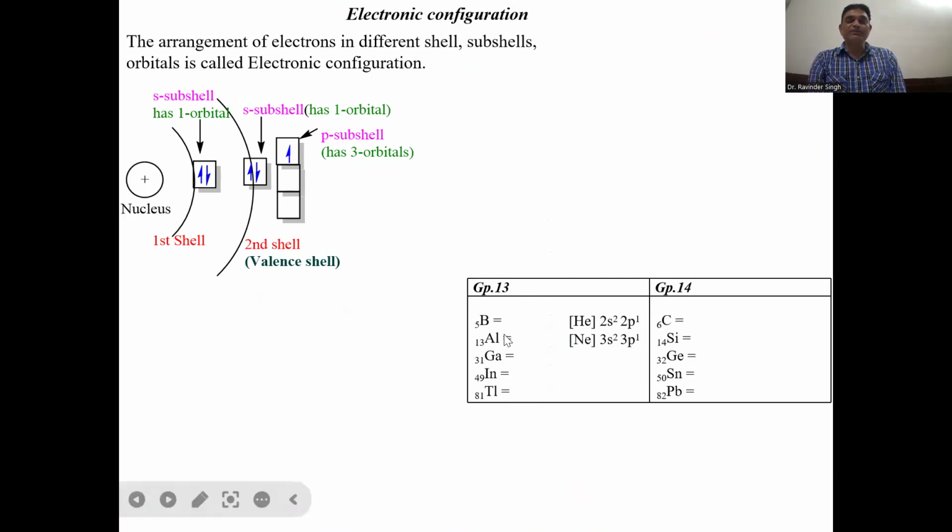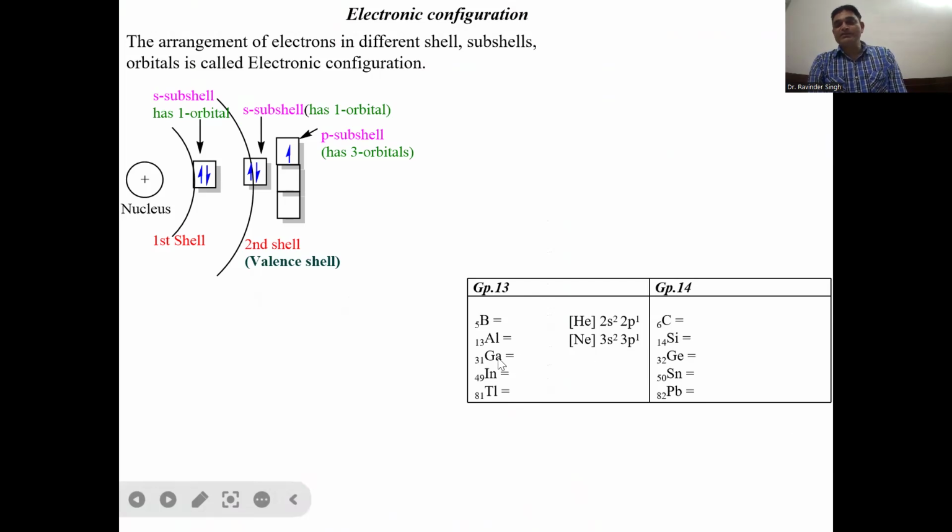Now the configuration for aluminum: 1s2, 2s2, 2p6 means 10 electrons, and 10 is the atomic number of neon, so we have just written neon here. After that 3s2, 3p1, that's the valence configuration. Just increase the number of the valence shell, and the configuration will be that of the next element in the same group.